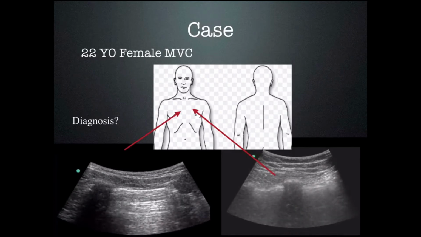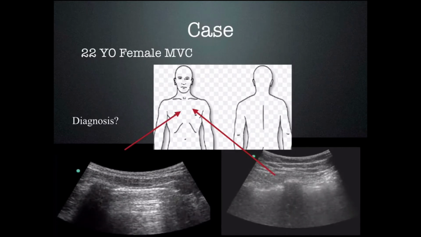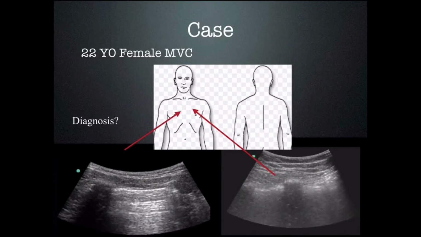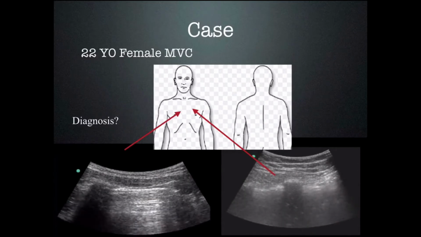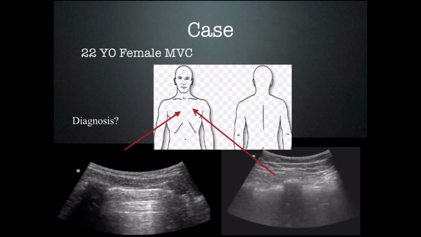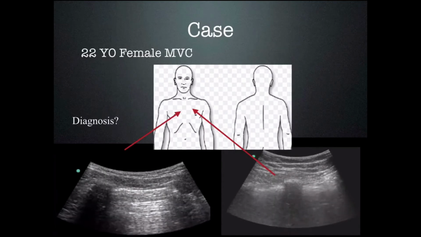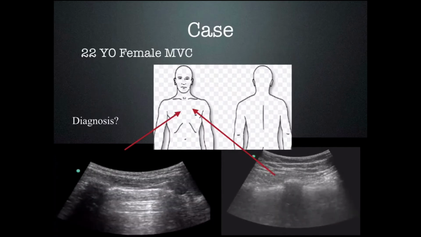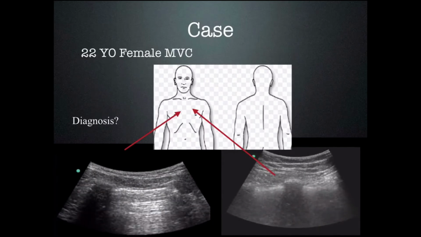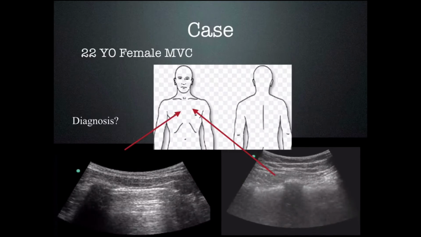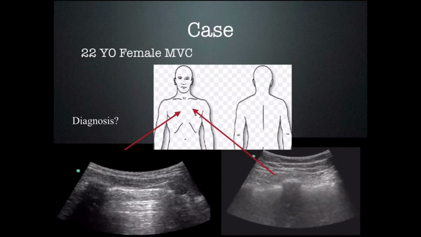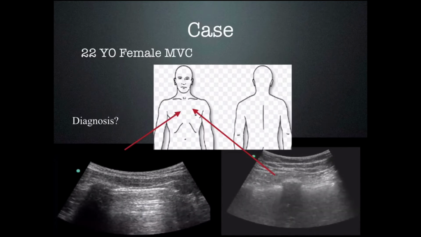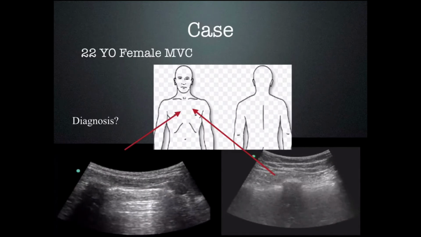What about this case? It's the same case, but this time when we scan, the left lung is normal as before. The right lung is abnormal. Do you see the abnormality? That's right, there is no sliding lung. This patient is laying supine. There's no sliding lung. Therefore, this is a pneumothorax. How would we confirm that? We would slide around the chest, we'd look for the lung point, then we know we're looking at a pneumothorax.